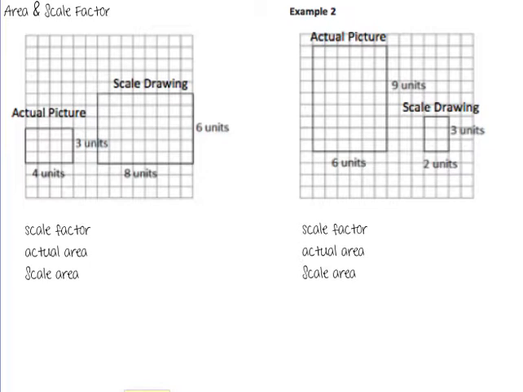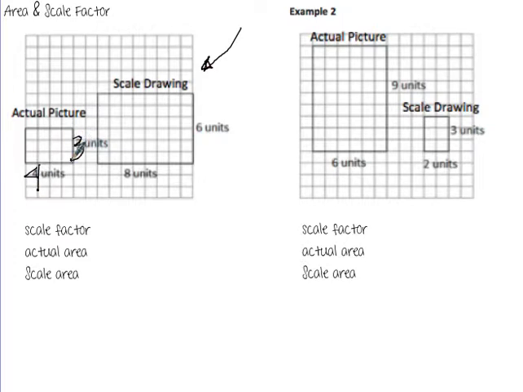This is where things get a little bit trickier. So now we're talking about scale factor and area. This is where I really want you to slow down and pay attention to what's going on and pause and really look at it and process. So first we're going to start with this one right here. So we have the actual picture, which is 4 units by 3 units. Okay, so 4, just in case you can't see it, by 3.